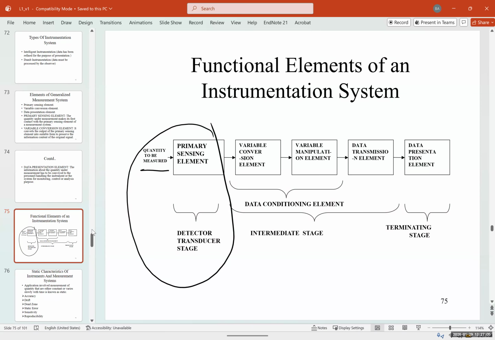We have the variable manipulation element, and we have the data transmission element. Again, this could be coding if you want to transmit data and code it. So if you want to do a secure transmission of data, that could be done here as well. Or if you just want to compress the data to be able to easily transfer it without using a lot of bandwidth. And then finally, we have the data presentation element, which is the transmitting stage.